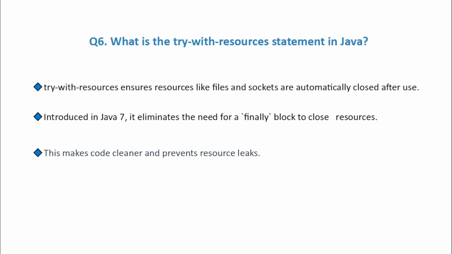Now let's discuss try-with-resources, which is all about automatic resource management. Before this feature, whenever we used resources like files or database connections, we had to manually close them in a finally block, and forgetting to close them caused memory leaks. With try-with-resources, you declare resources inside the try parentheses, and Java automatically closes them when done, even if an exception occurs.